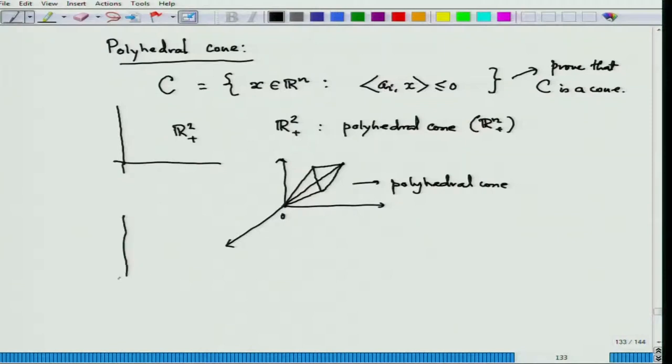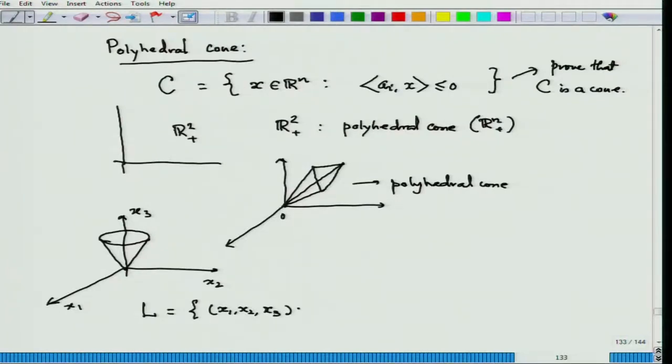But a very important cone is the Lorentz cone in 3 dimensions, also called the second order cone. I will write it as a Lorentz cone, L. It has a huge impact in something called second order cone programming, which we will come to later on. It consists of all x1, x2, x3 such that the square root of x1 square plus x2 square is less than or equal to x3, where x3 is greater than or equal to 0.